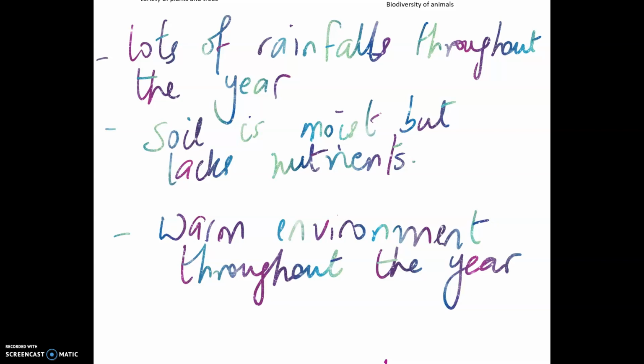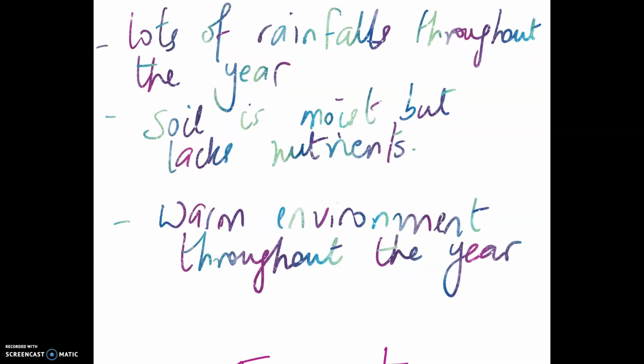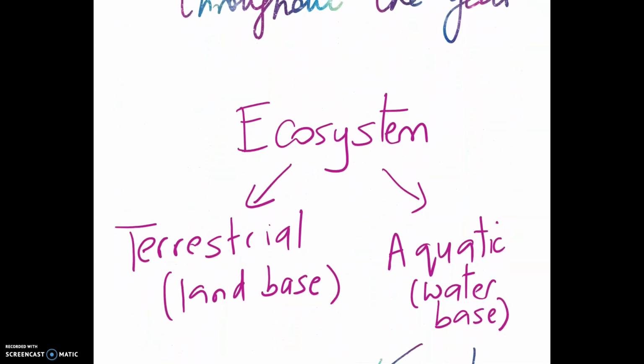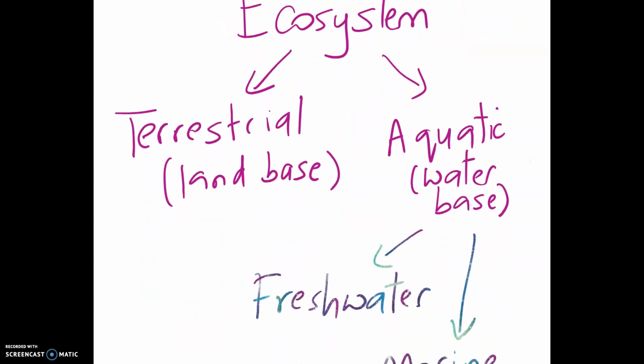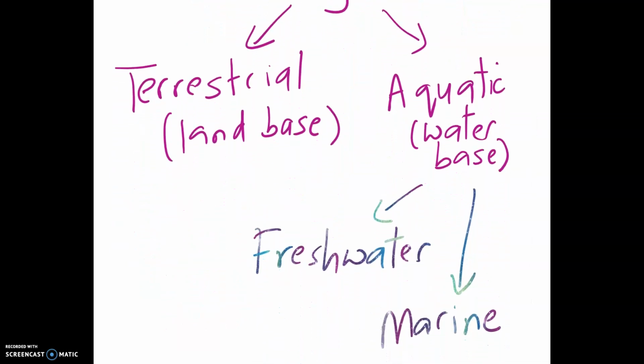Let's look at how the ecosystem is divided. So, did you know there are two different types of ecosystems? So let's look at an example of them. Ecosystem can be split into terrestrial, which is land-based, for example a mountain, or aquatic, which is water-based. We can then subdivide the aquatic ecosystem into freshwater or marine.